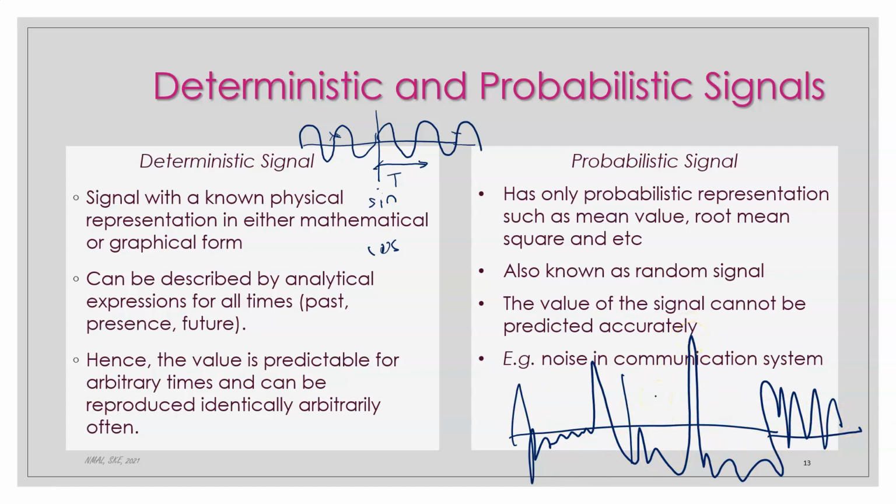Also, using probabilistic methods, you can describe it in terms of the peak, the maximum of the signal, or the minimum that it can go, and so on. Basically, you cannot describe it in terms of a physical representation, and you cannot predict. How can you predict the value here? You cannot, because it's not the same. It's not repeatable, it's not harmonic.